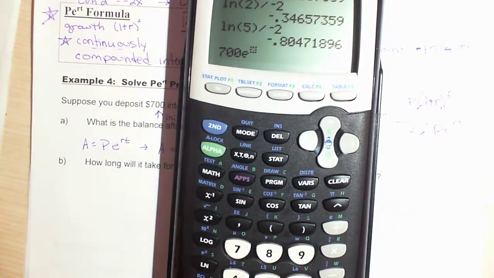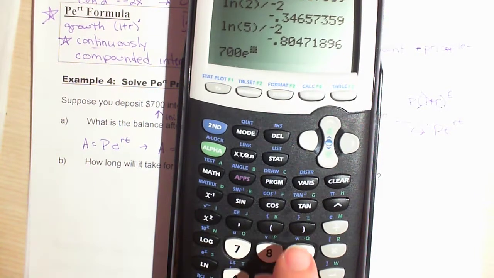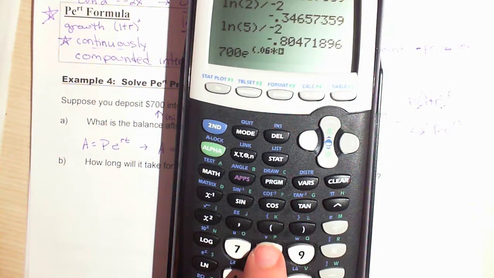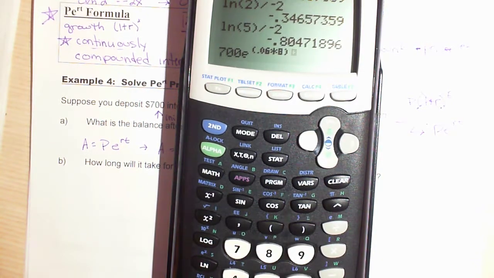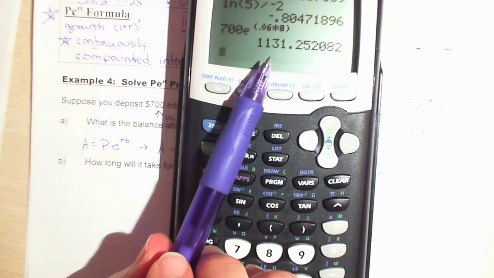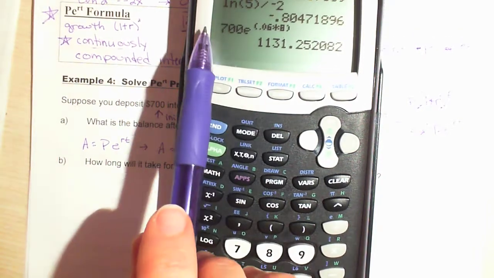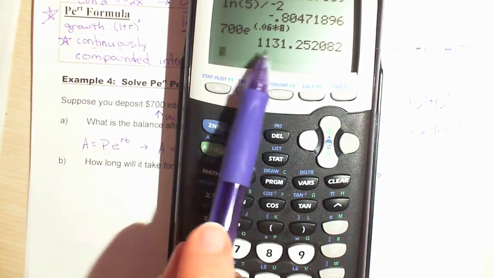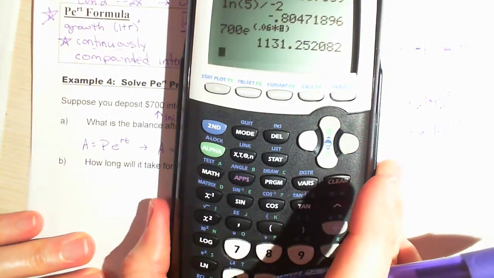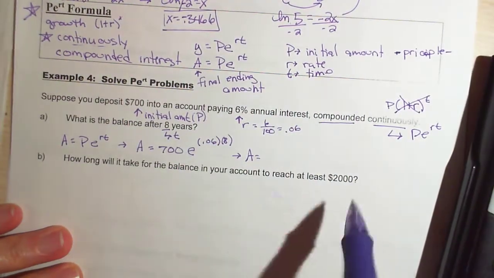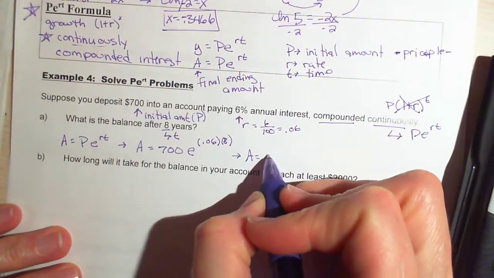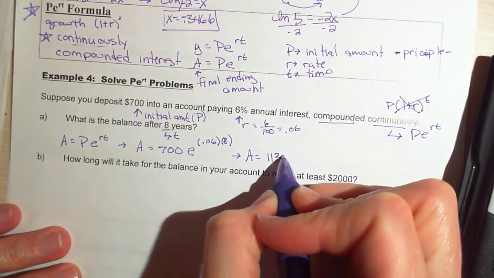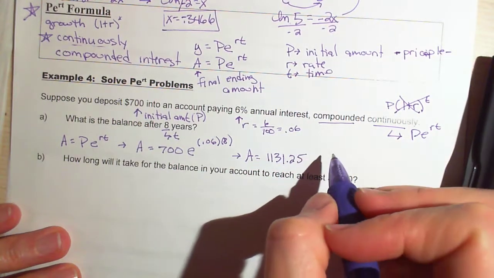E automatically jumps it up there for an exponent, and what I want to do is parenthesis 0.06 times 8, right parenthesis. And then look at your answer, make sure, does that make sense? $700, 8 years, $1,000. Yep, that's a realistic answer. Seems like it makes sense. So this is 1131.25 is what my calculator gave me.